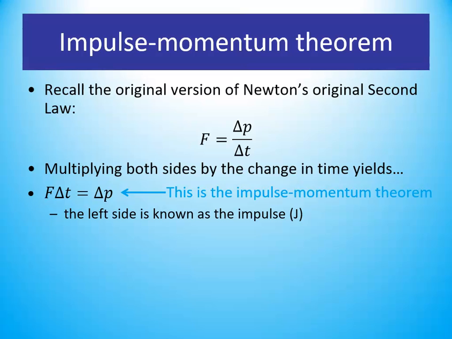Oh, that's impulse. That's what we just talked about. So apparently impulse is change in momentum. That's why we call this the impulse momentum theorem. Impulse is change in momentum.